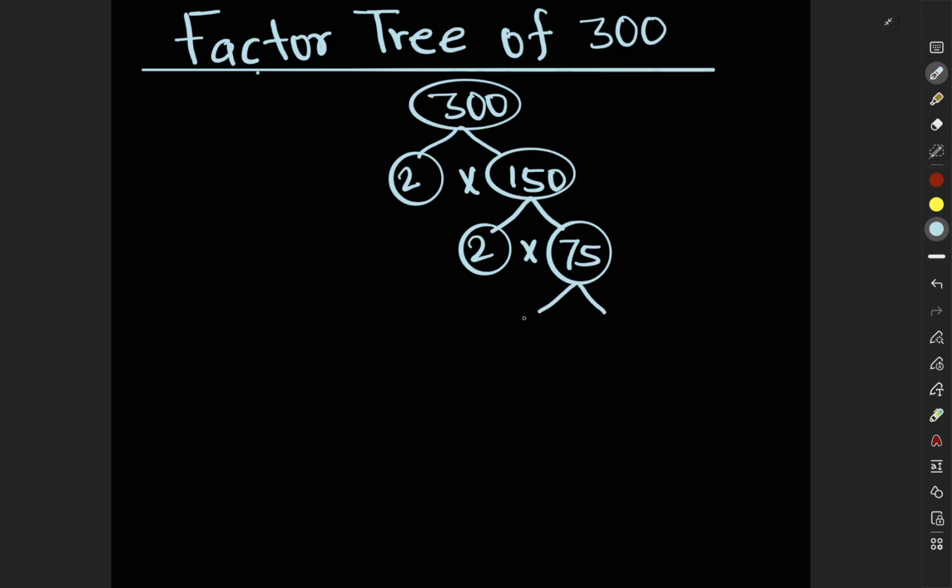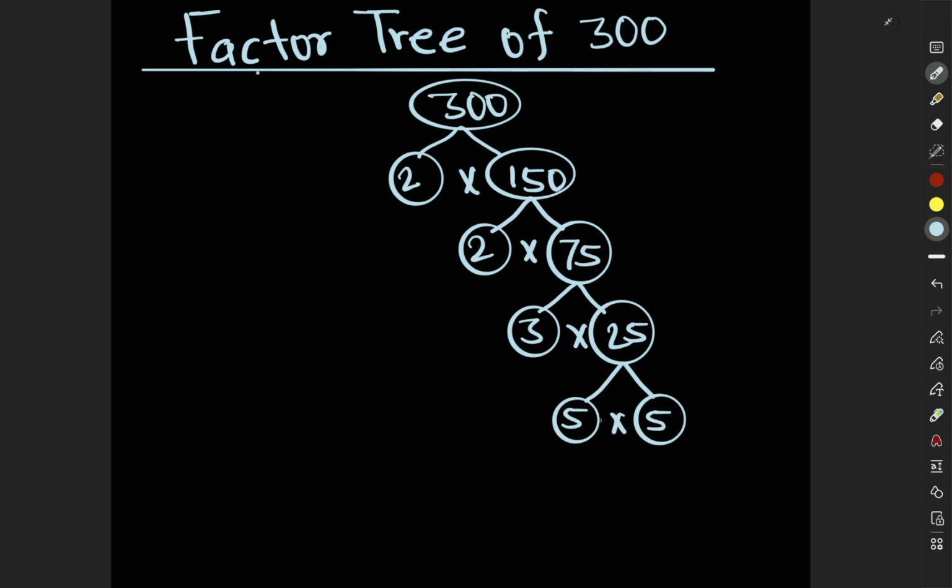75 can be written as 3 times 25. 3 times 25 means 75. Now 25 can be written as 5 times 5. 5 times 5 means 25.